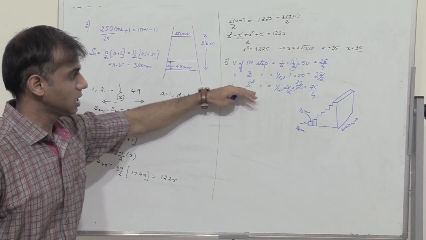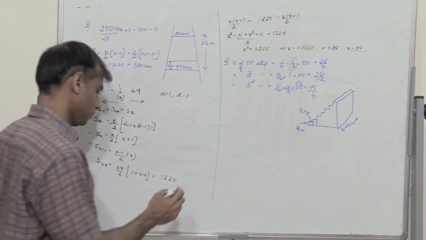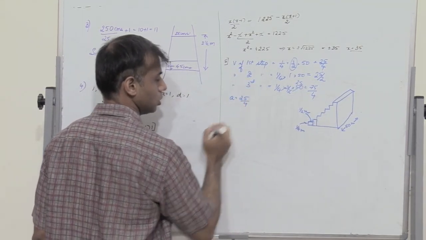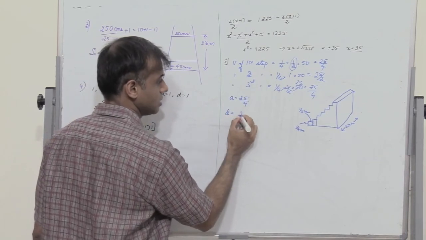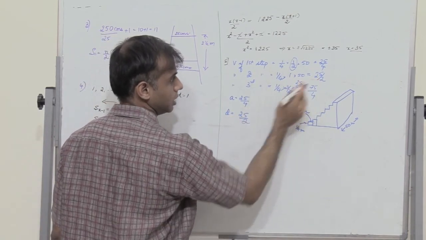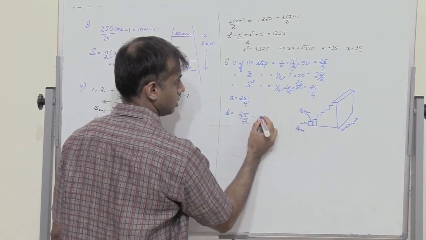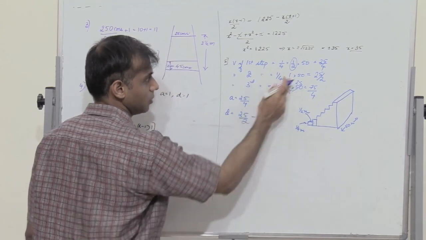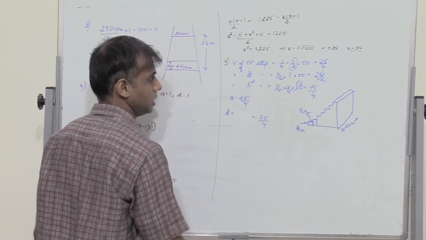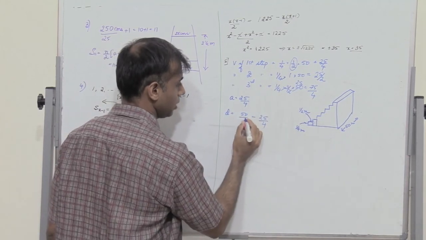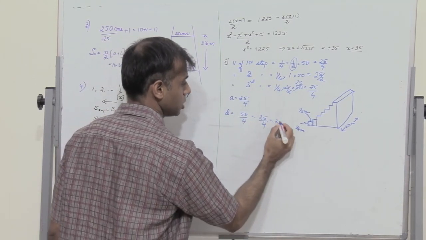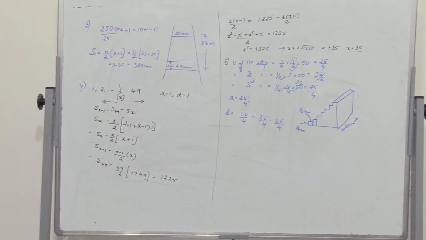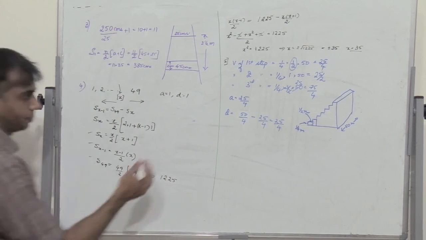So now we get the volume of the first step, second step, third step and so on. We have found the value of A. A is 25 by 4, and we need to find the value of D. D is 25 by 2 minus 25 by 4, right? So this is 50 by 4 minus 25 by 4, which is 25 by 4 itself. So the value of D is 25 by 4.